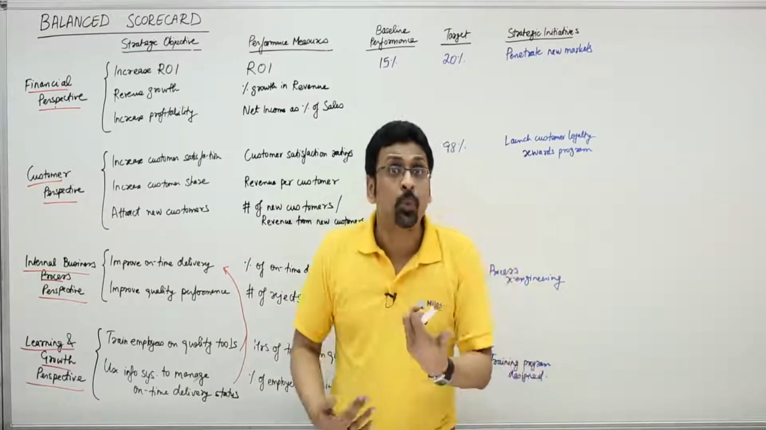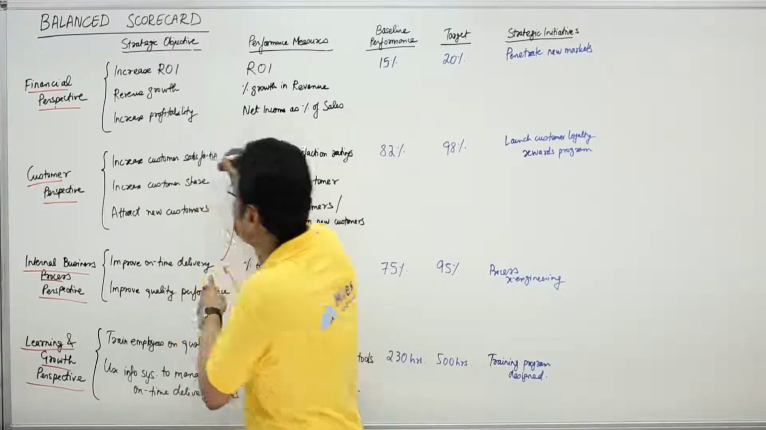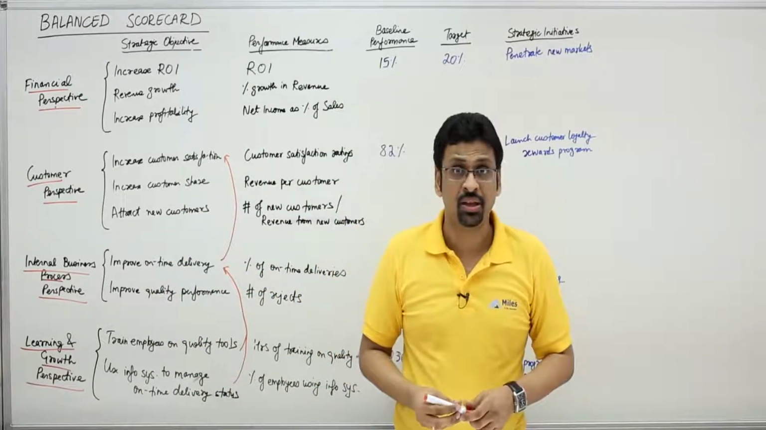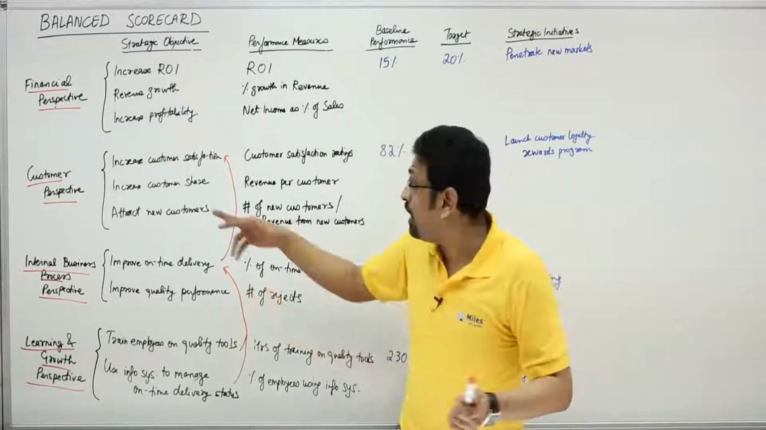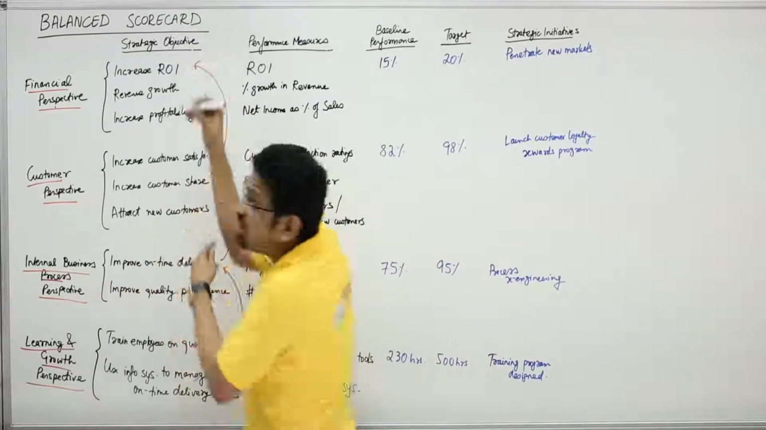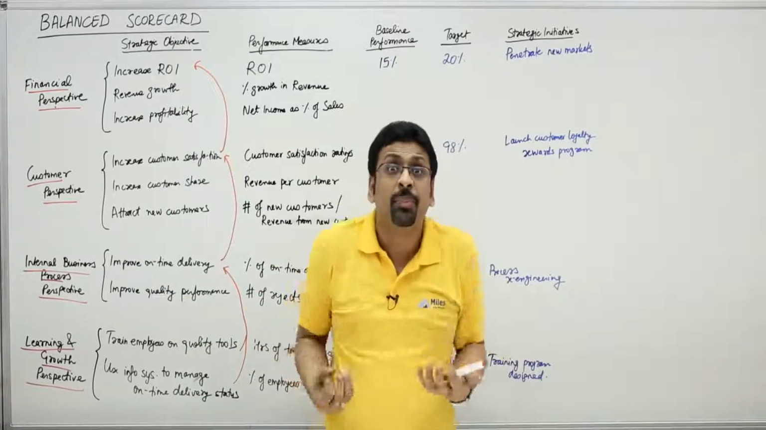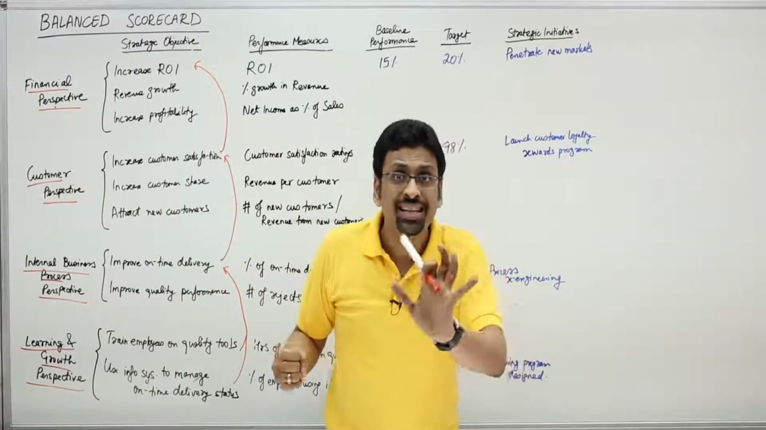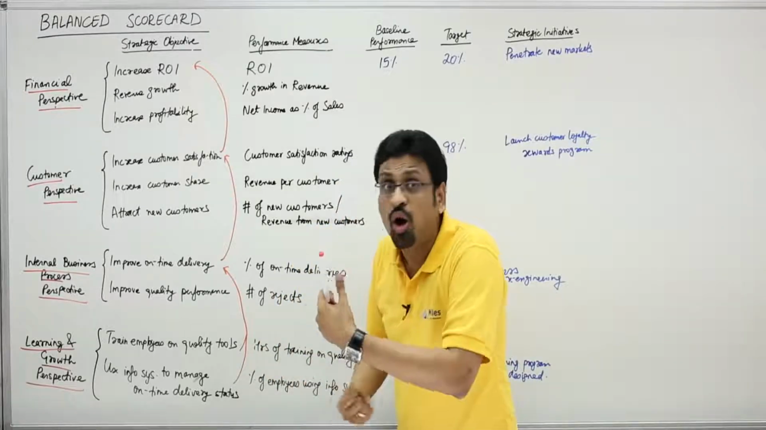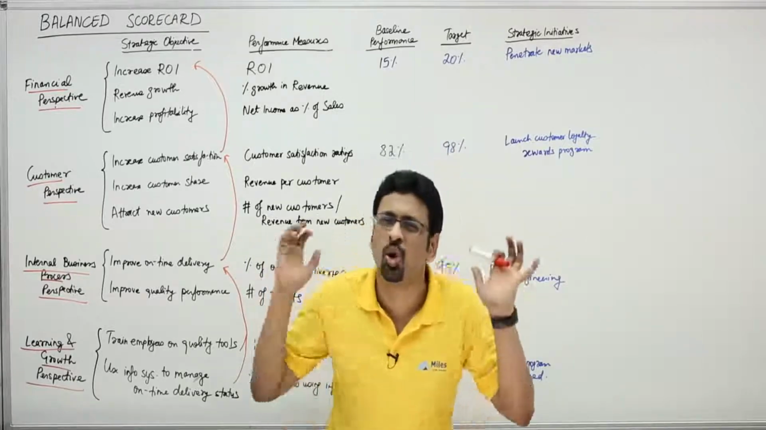Now, if we improve on-time delivery, this would help us to increase customer satisfaction levels. And naturally, if we are able to increase customer satisfaction levels, we would be able to increase our return on investment. We'll be getting more orders from our old customers. We'll be attracting new customers. So guys, as you can understand, there's a lot of cause and effect linkages within this balanced scorecard, and that's what makes it so much more amazing.